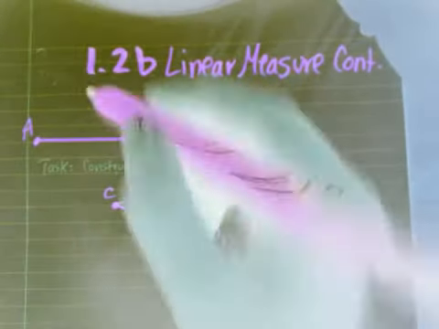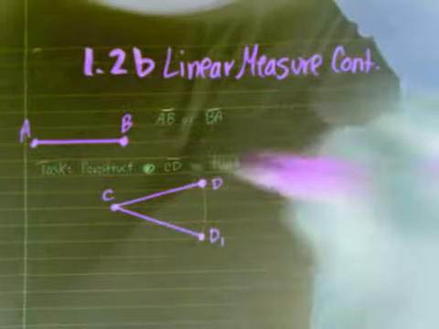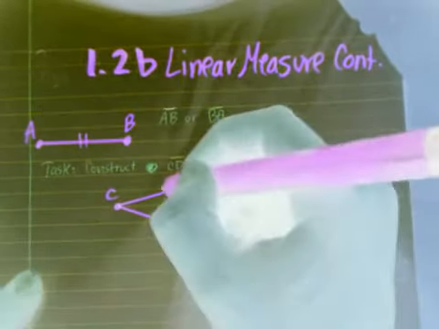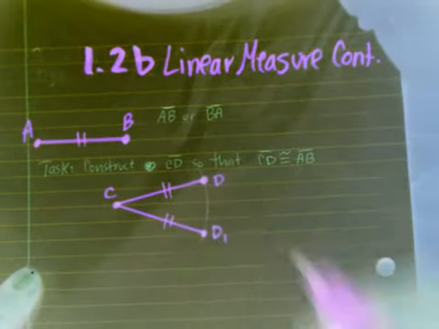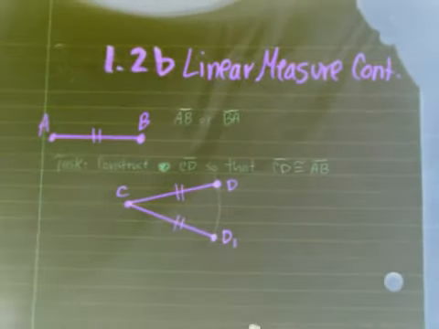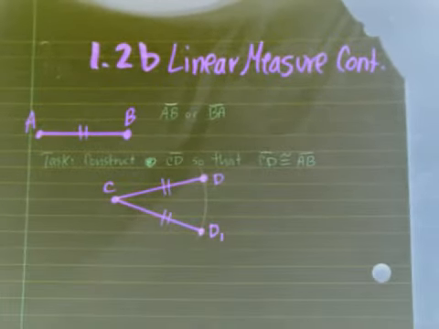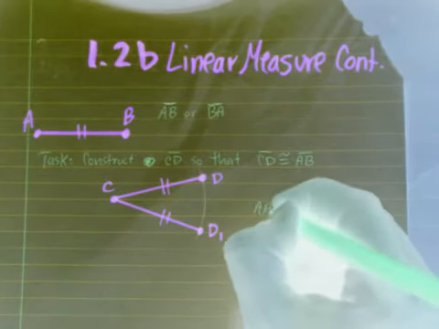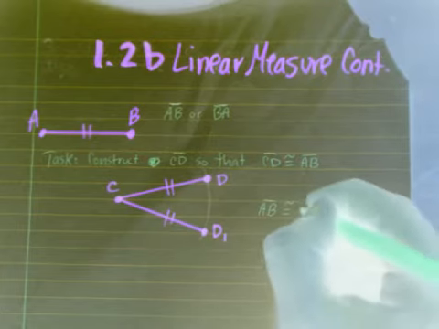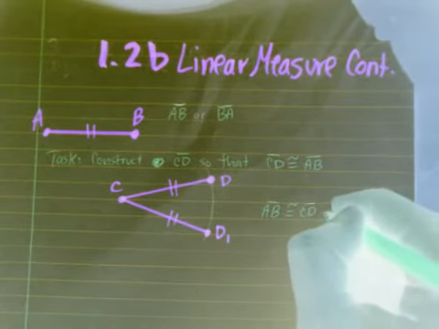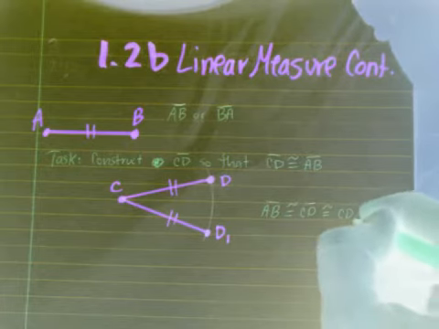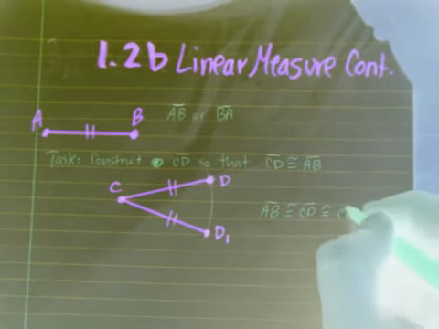Again, to show congruency, we have to put the same number of tick marks. For the heck of it, I'm going to put 2 tick marks here. So to show that these two are also the same length, I'm going to put 2 tick marks. And actually, I could write out what we call a congruency statement here. We've shown that segment AB is congruent to segment CD, which both of these are also congruent to segment CD sub 1. That's that point right there.